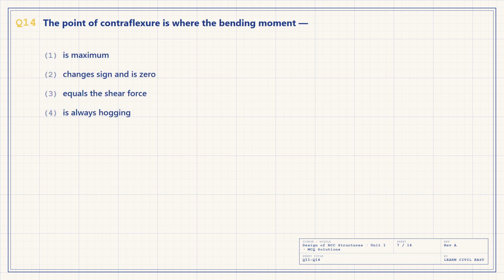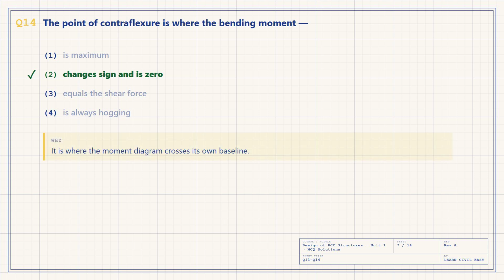So that is precisely where flexural steel is least needed. Question 14. The point of contraflexure is the section where the bending moment, option 2, changes sign and is 0. It follows directly from question 13. On the moment diagram, it is where the curve crosses its baseline.